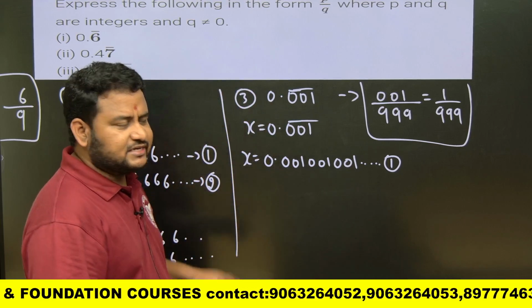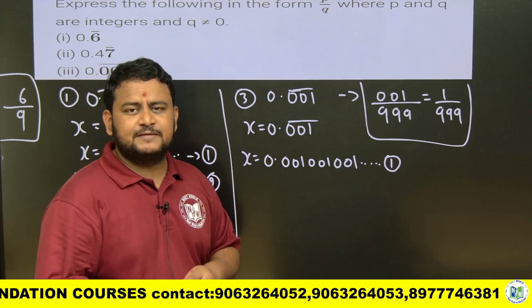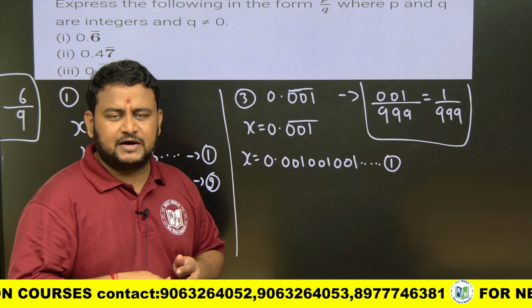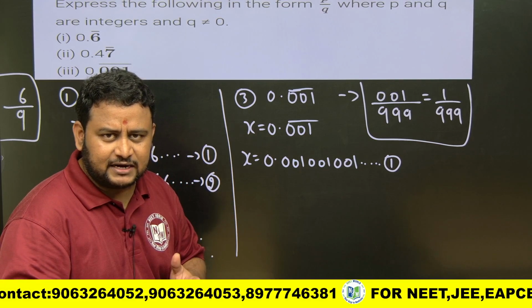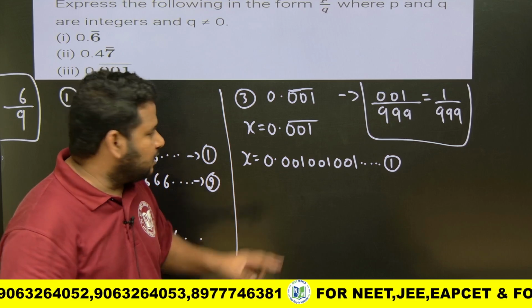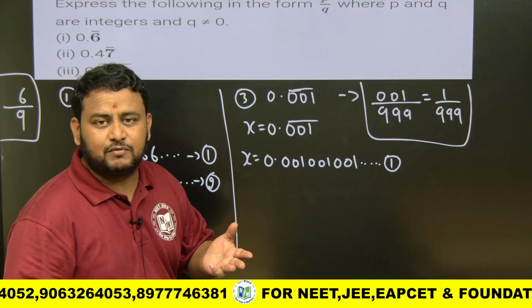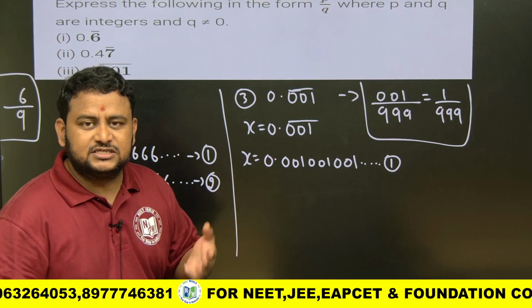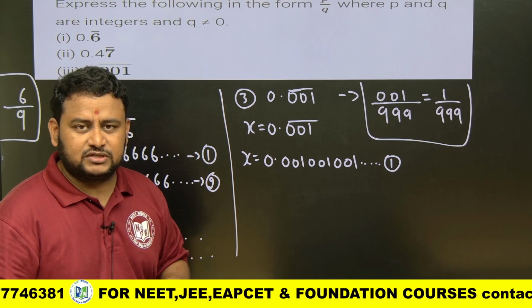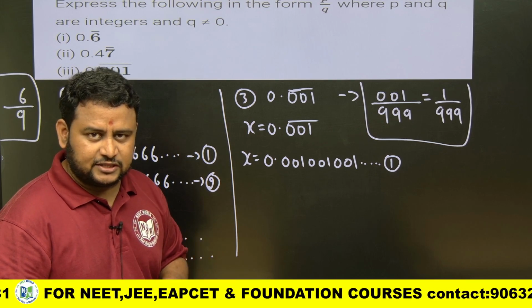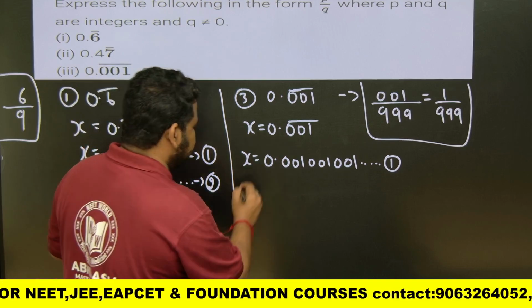Now after the decimal point, on how many digits is the bar there? On 3 digits. So I should multiply by what? Should I multiply by 10, 100, or 1000? On 3 digits bar means I should multiply by 1000, because 3 digits means 3 zeros. 2 digits means 2 zeros, 100. 1 digit means 1 zero, that is 10. So I have to multiply this by 1000.